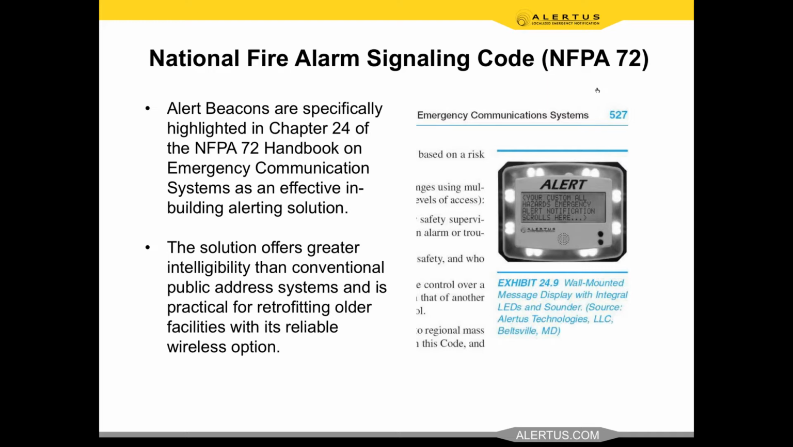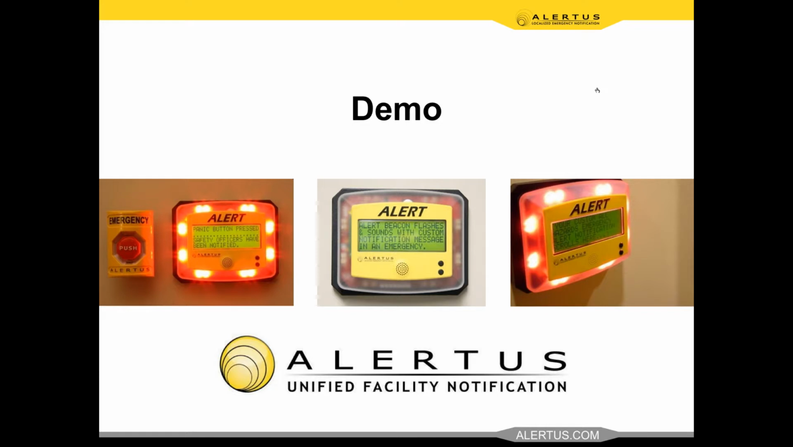I'd also like to note, and we talked a little bit about codes previously, that the National Fire Alarm Signaling Code, NFPA 72, actually included the Alertus Alert Beacon in Chapter 24 of the handbook. Chapter 24 is the chapter that's been added for emergency mass notification. This outlines the modes and methods in which you should deploy mass notification when you decide that you are going to deploy that as an organization. So if you haven't looked at that or familiarized yourself with it, it's definitely a good read to learn how the codes are really directing those.